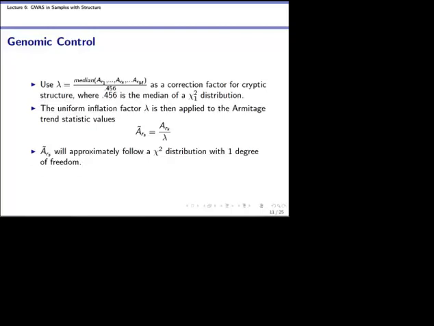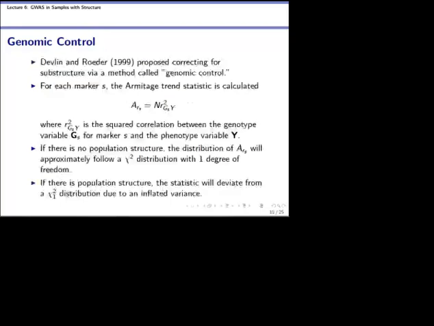So what's violated? What's violated in the Armitage trend test? What is the violation? What's violated? Here's the chi-square test. What's being violated? Independence of what? So the sampled individuals are not independent.